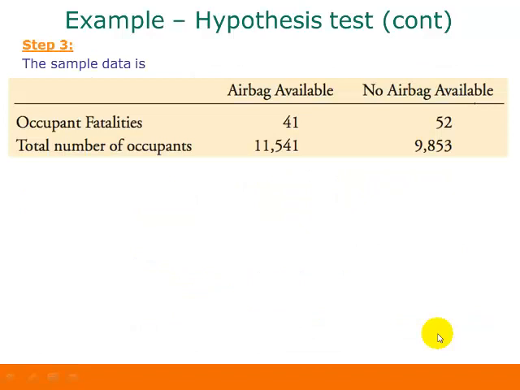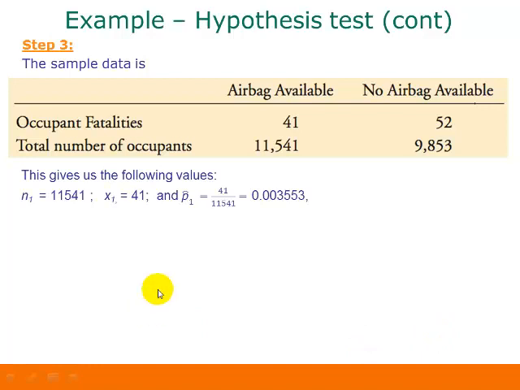So for step 3, we're going to take our sample data from the table, and this gives us the following values for our first sample. Our sample size is 11,541. Our number of successes, which we're counting as fatalities, is 41. So our sample proportion for that first sample is 41 over 11,541. For the second sample, we have a sample size of 9,853, 52 successes, and here's our sample proportion.